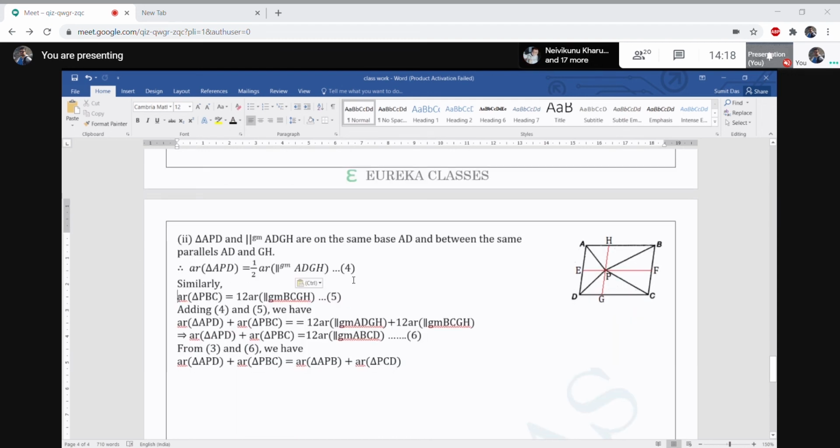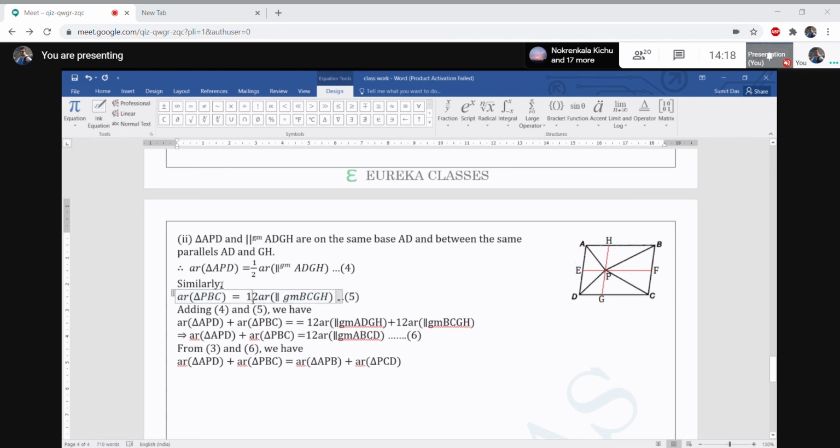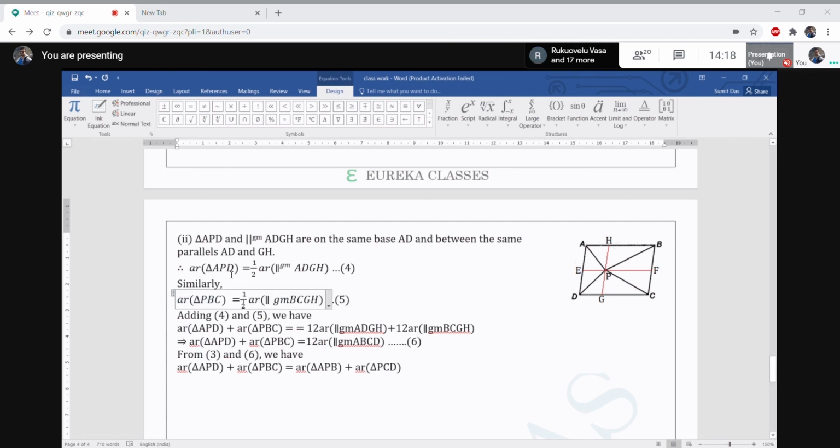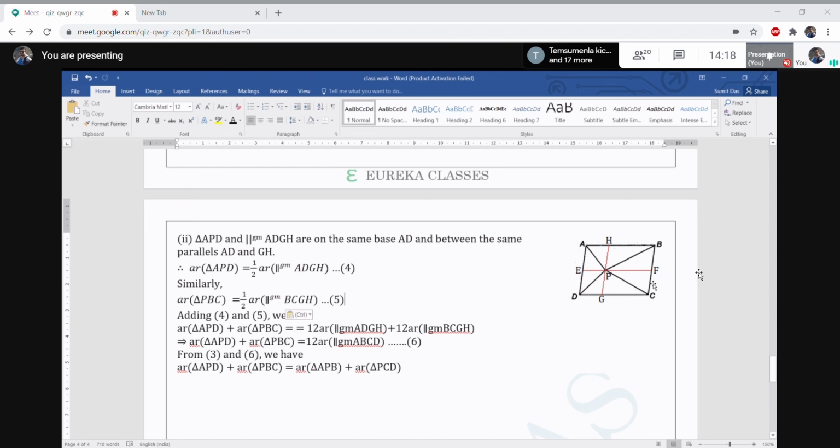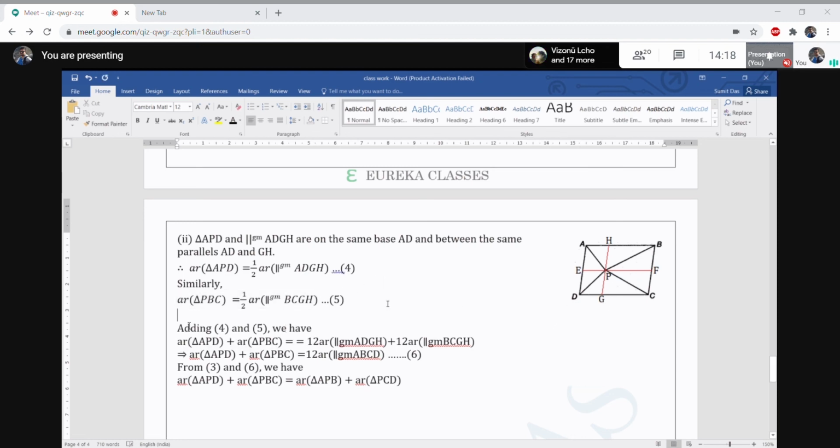Similarly, we can write area of PBC. PBC is half of area of BCGH, because triangle PBC and parallelogram BCGH are on the same base BC and between the same parallel lines BC and HG. Okay, that is number 5. Now we'll add number 4 and 5.